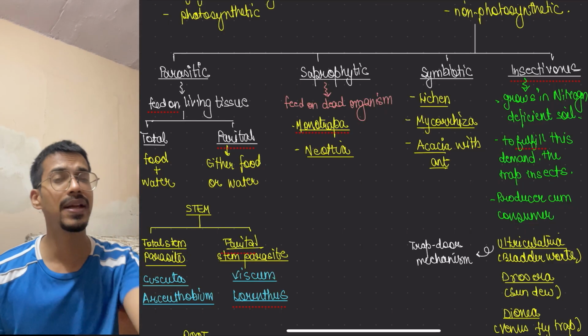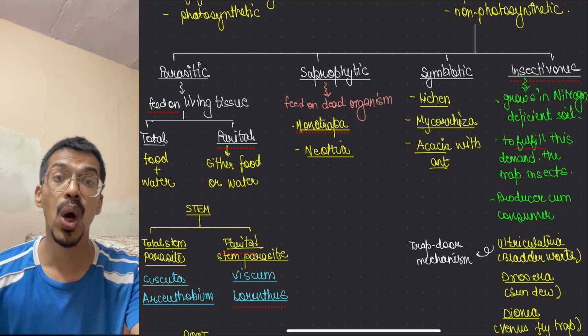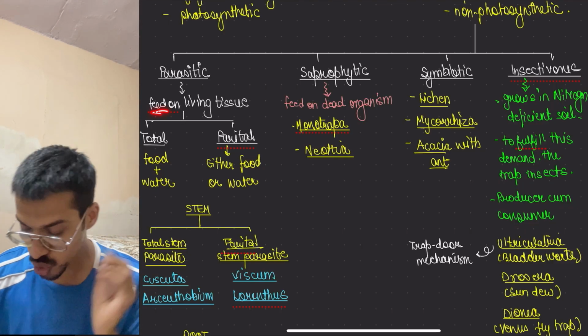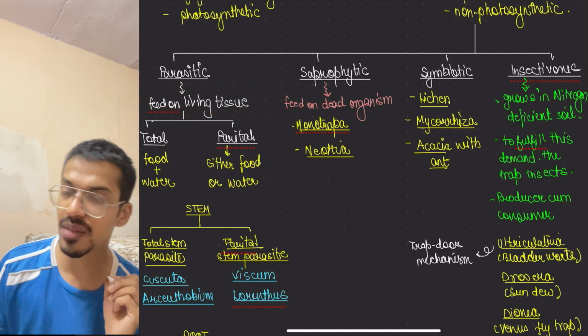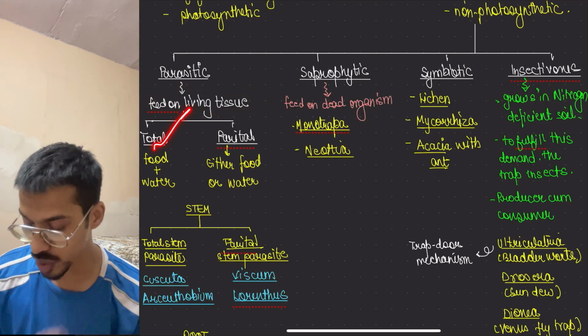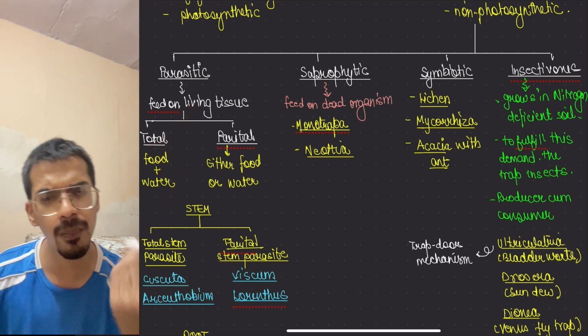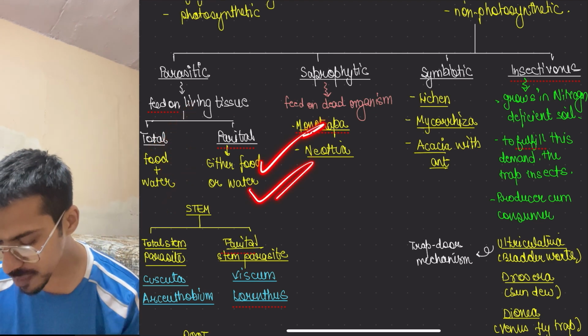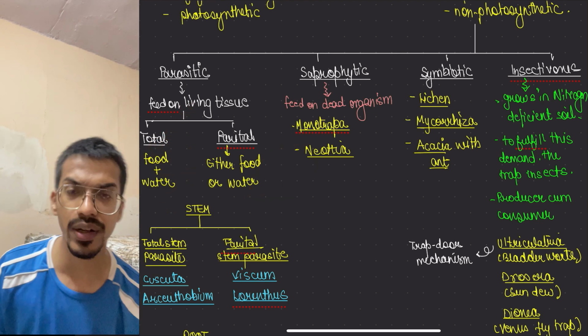Parasitic means dependent on other organisms. Who can these possibly be? We have certain plants which feed on living tissue. It could be partial or total. Total means they are dependent for both food and water. Partial means they are dependent either for food or for water.